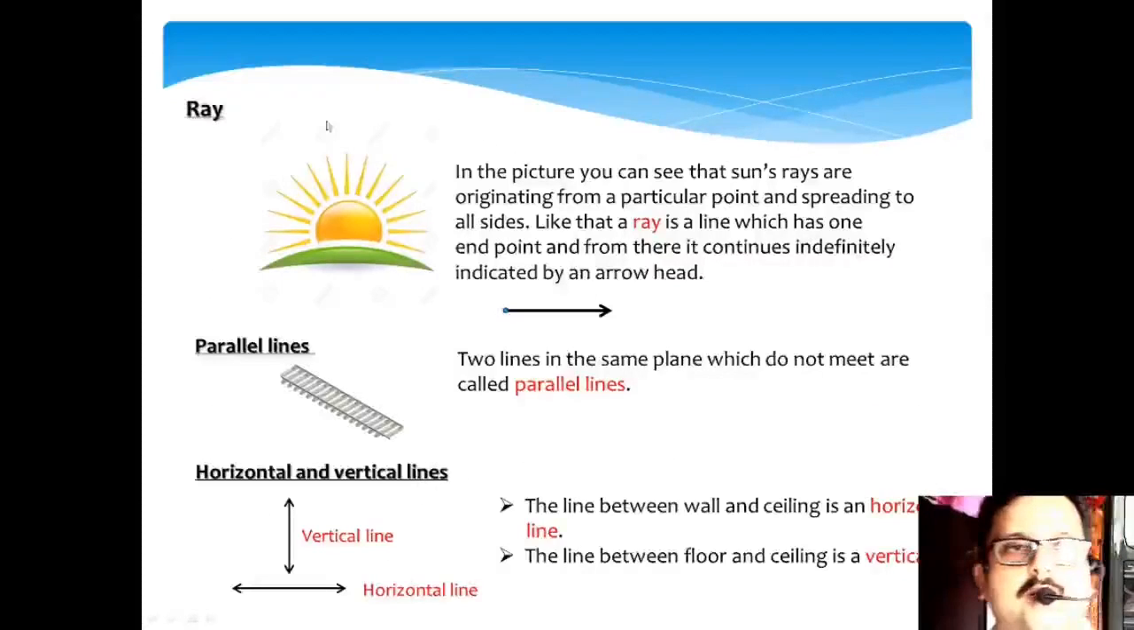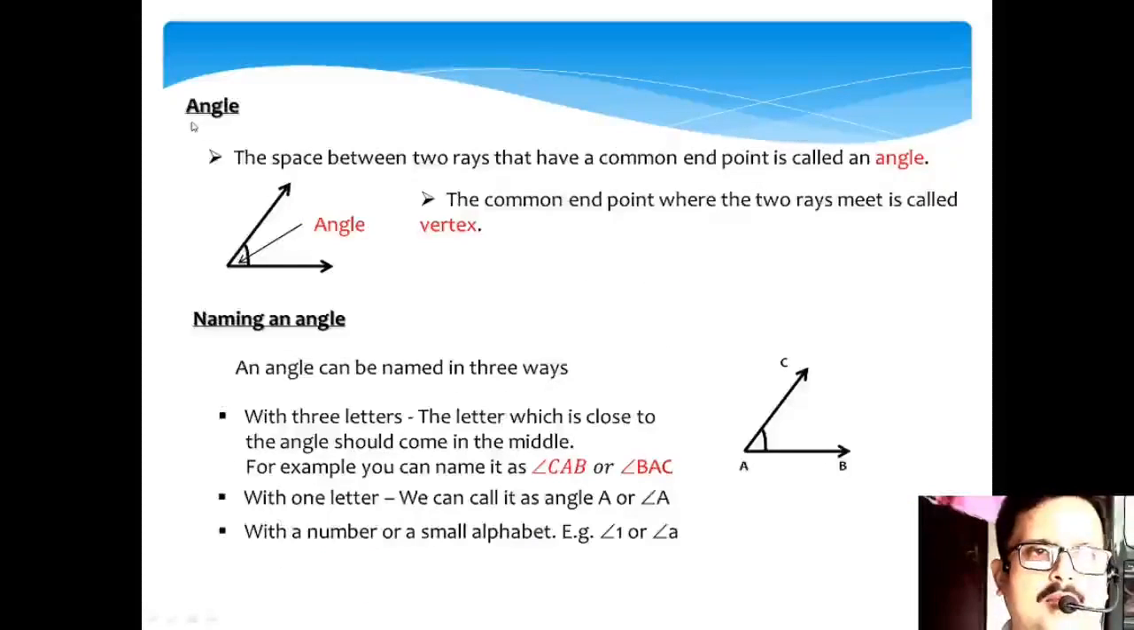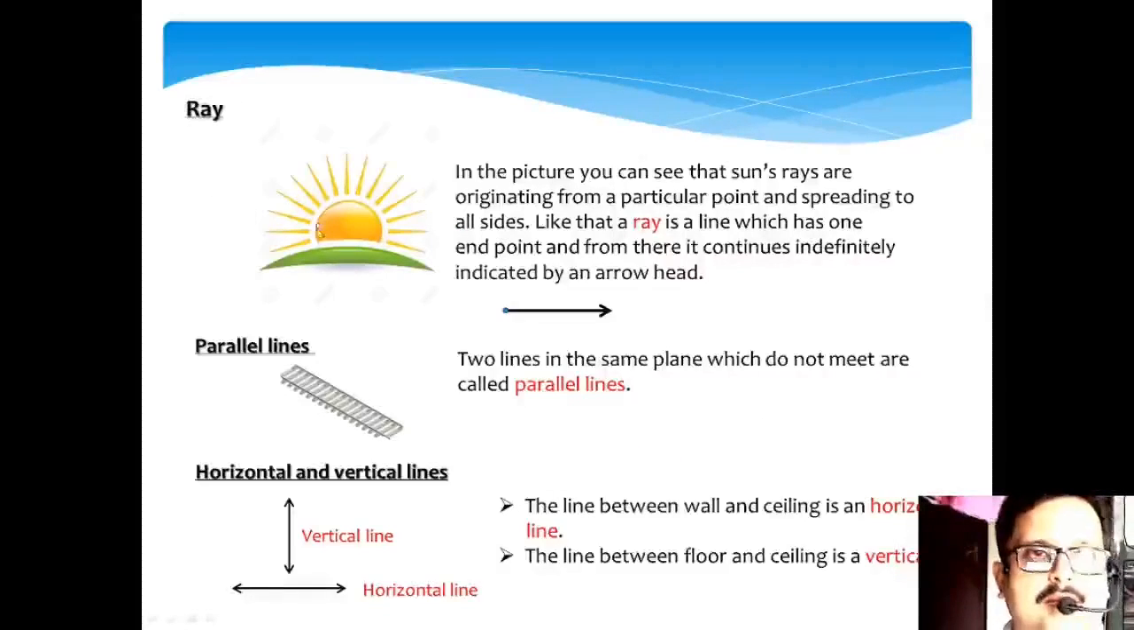Next we are going to study what is a ray. In this picture I have shown the sun. You can see that rays of the sun are coming out from a particular point, and from here these rays will go on and on. We don't know how far they will travel, but they start from the surface of the sun and radiate in all directions. So what is a ray? A ray is a line which has one endpoint. That is, it will start from the surface of the sun and will extend to infinity. We don't know where it will end.